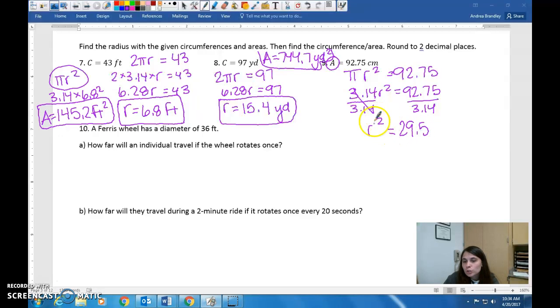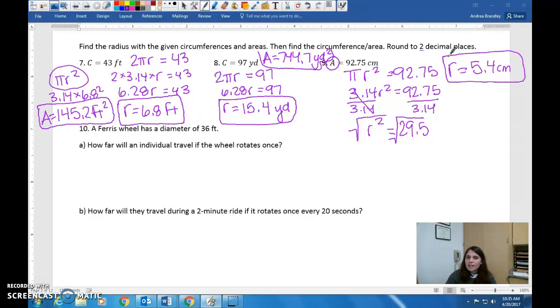Now, to get rid of this squared, I'm going to take the square root of both sides. And the square root of 29.5 is approximately 5.4. So our radius is approximately 5.4 centimeters.